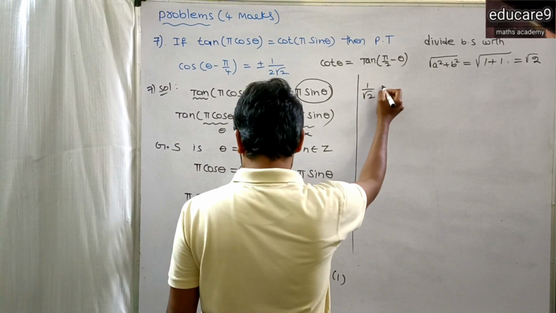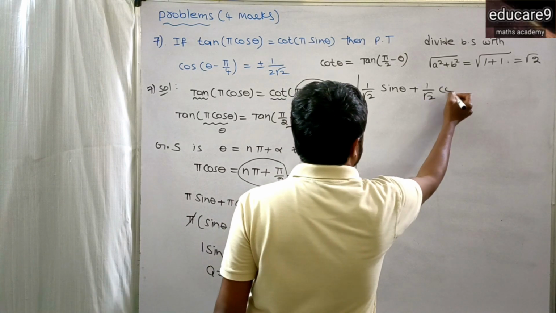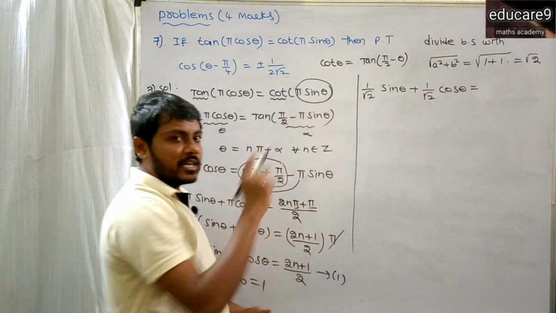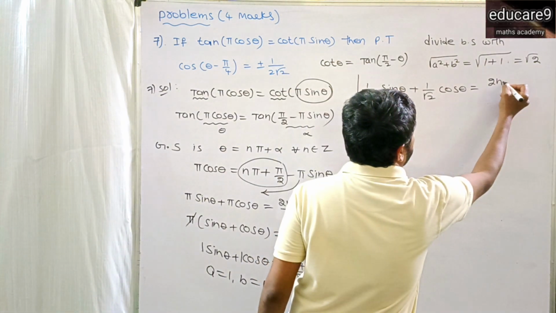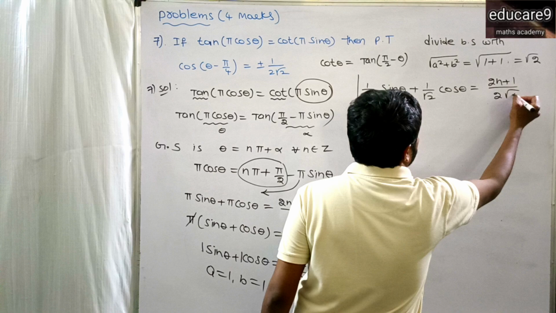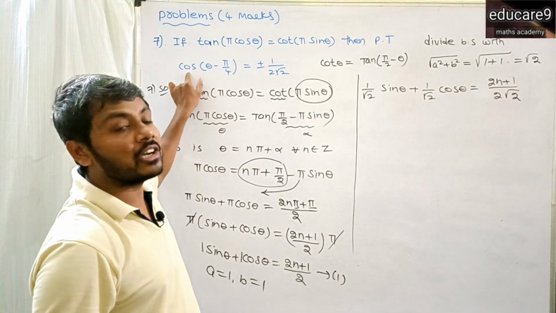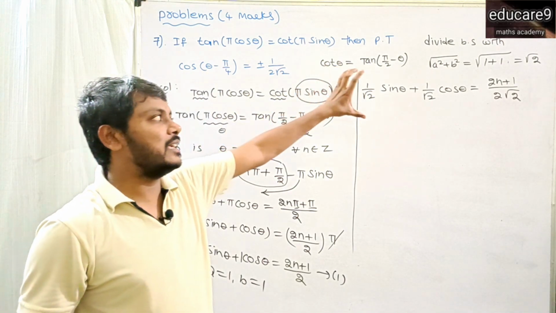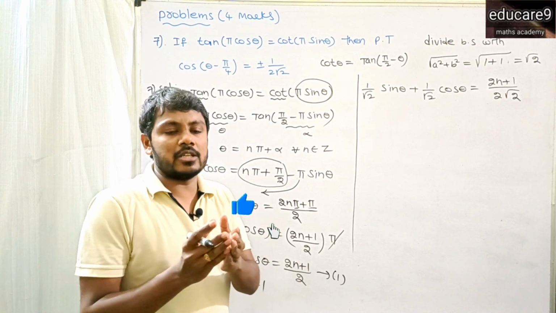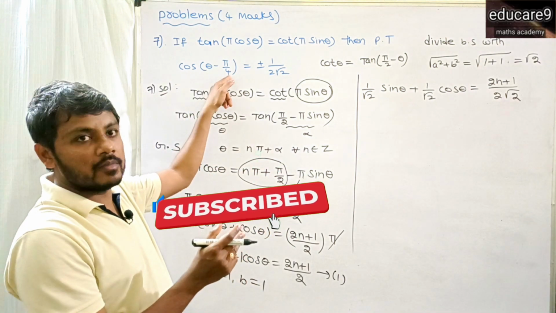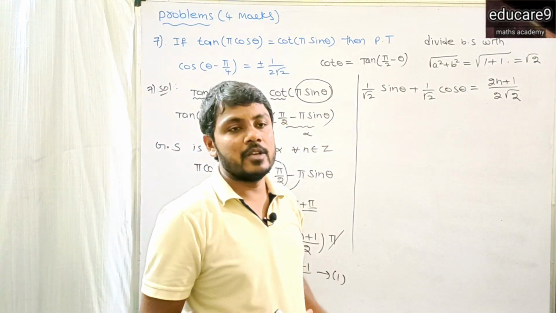1 by root 2 sin theta plus 1 by root 2 cos theta. On the right hand side also you should divide by what? Root 2. That is (2n plus 1) by 2 root 2. So once you observe, the answer is in terms of what? Cos. So you can write the given equation in cos terms. Means you can write cos of a minus b. You know the cos of a minus b formula: cos a cos b plus sin a sin b.